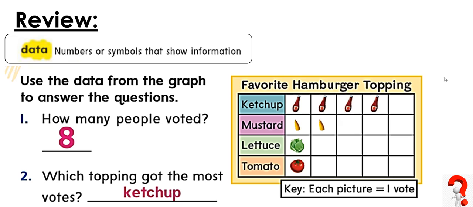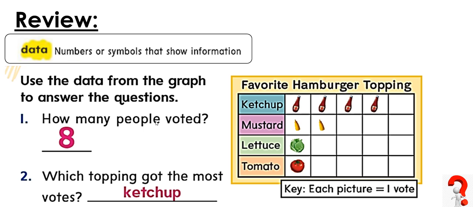What type of graph is this? Can you tell me? Is it a tally chart? Is it a picture graph? Or is it a bar graph? What is it? It has pictures, so it is a picture graph. It's a picture graph about a favorite hamburger topping. Each picture is one vote. These are the things we usually put in hamburgers. So, do you like to put ketchup, mustard, lettuce, or tomato? This is what the people that were surveyed voted.